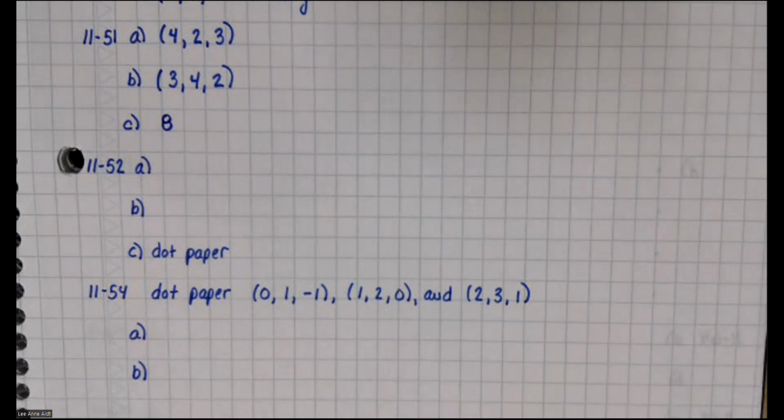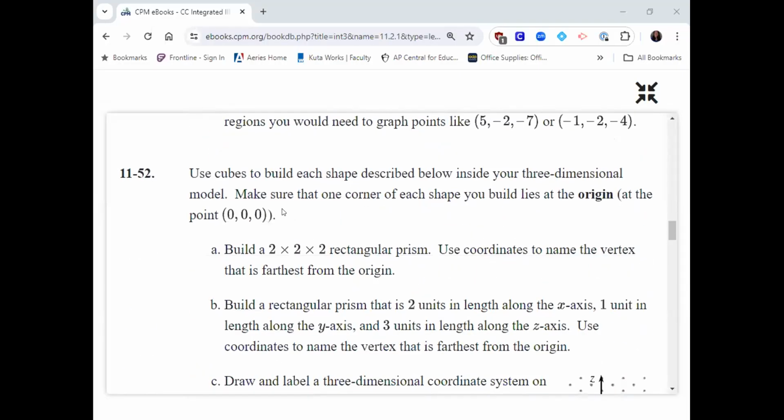All right, now we're gonna get to the part where we use the cubes. Number 52. Use cubes to build each shape described below inside your 3-dimensional model. Make sure that one corner of each shape you build lies at the origin at the point 0, 0, 0. Build a 2 by 2 by 2 rectangular prism. Use coordinates to name the vertex that is farthest from the origin.